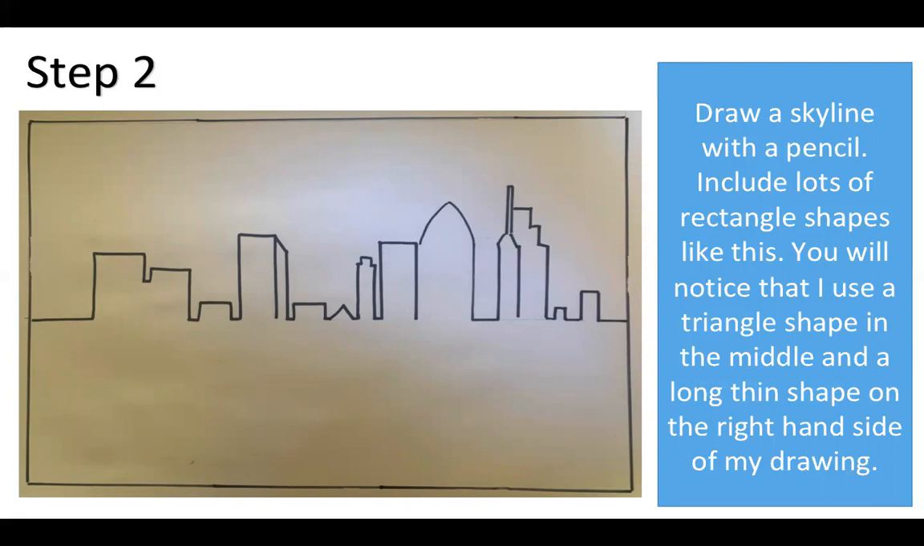So you're going to draw the skyline with a pencil, include lots of rectangle shapes like this. You will notice that I use a triangle shape in the middle and a long fin shape on the right hand side of my drawing. You can experiment with different shapes. It doesn't have to look exactly like the New York skyline, but you're trying to get lots of different shapes there.